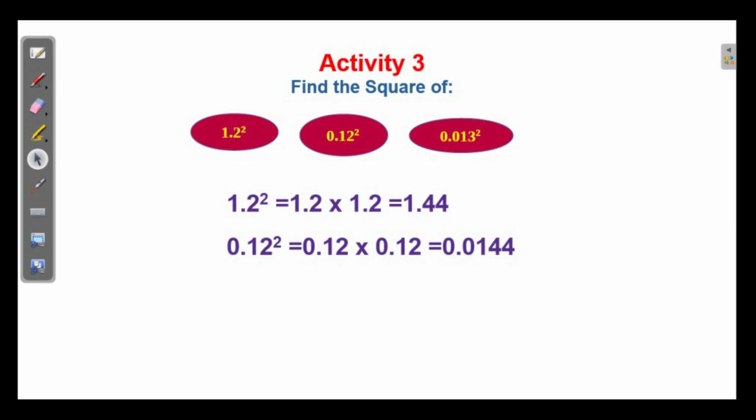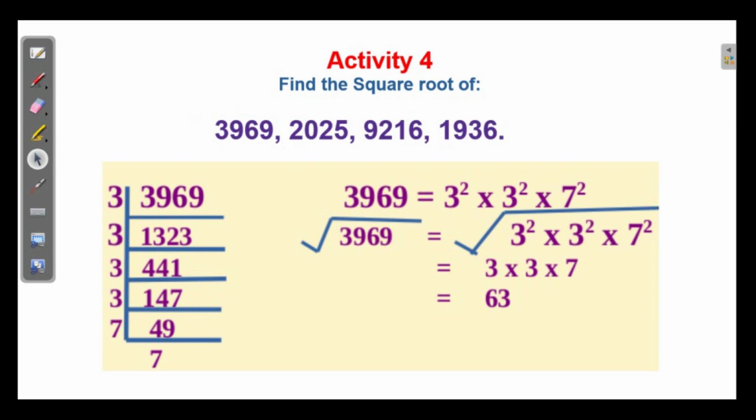Then 0.12 whole square is 0.12 into 0.12. 2 plus 2, 4 decimal places will be there in the answer. So, it is 0.0144. 0.013 square is equal to 0.013 into 0.013. 6 decimal places will be there in the answer. So, it is 0.000169.